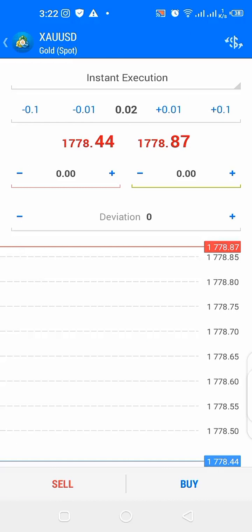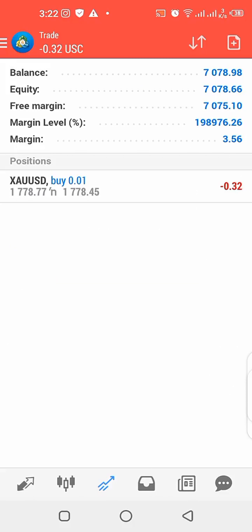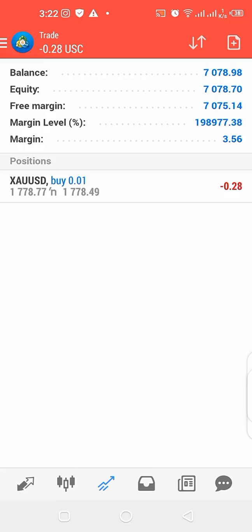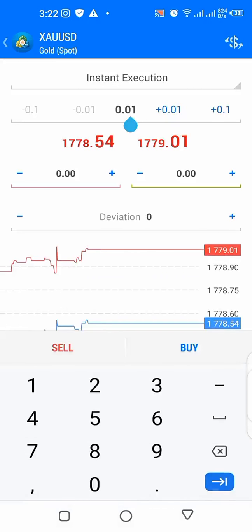Today we'll be looking at a strategy you can use to trade XAUUSD, that's gold. Okay, on the screen I've just entered a buy position on a mini account and a micro account for gold.